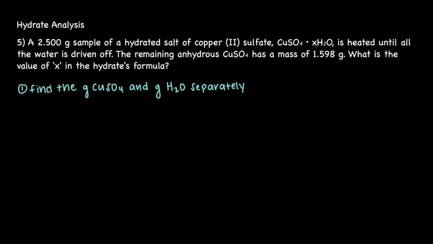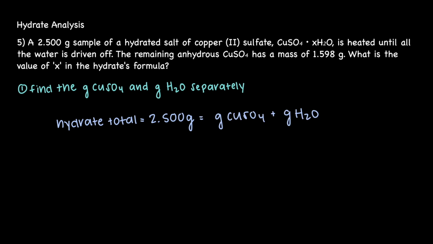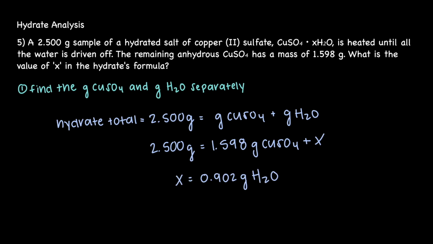We were given a total hydrate sample equal to 2.5 grams. Grams of copper 2-sulfate and grams of water equal 2.5 grams. We were told that copper 2-sulfate has a mass of 1.598 grams, so setting grams of H2O equal to X, we get grams of water equals 0.902 grams.